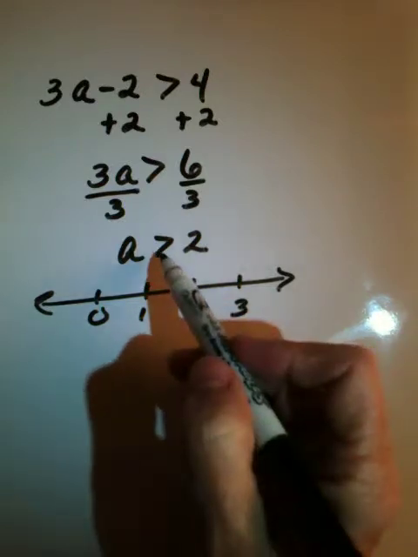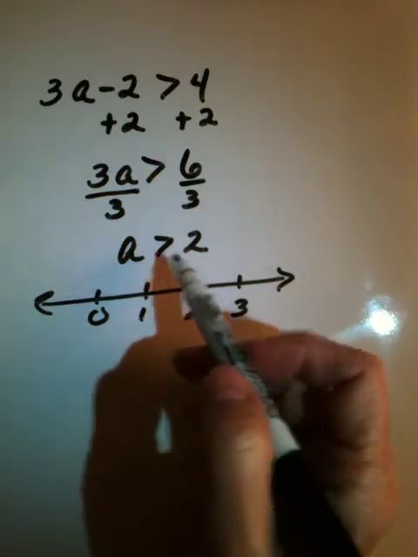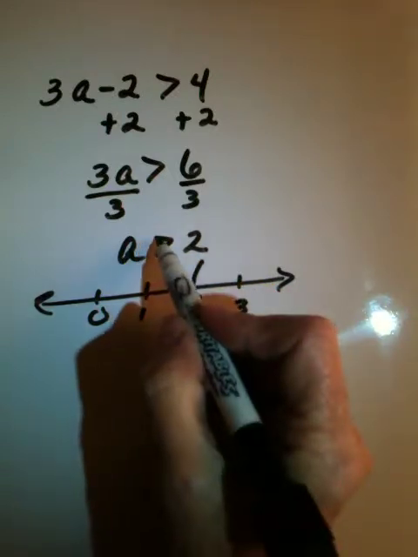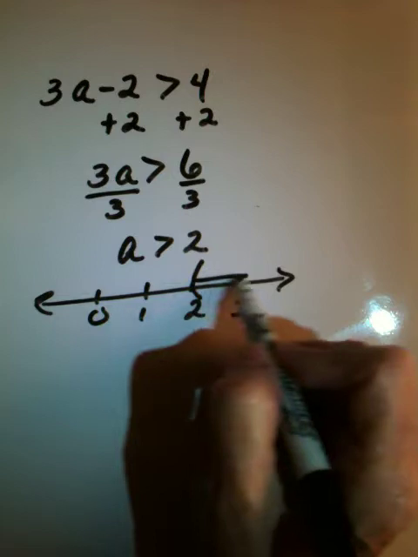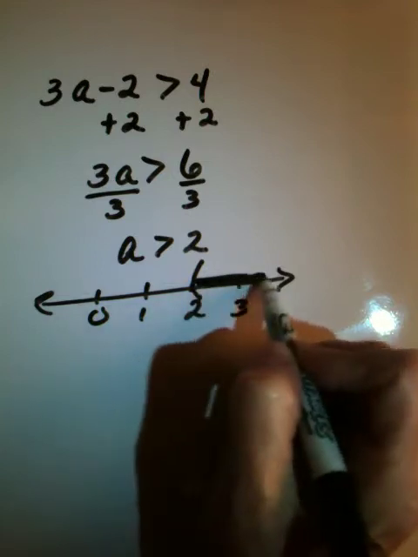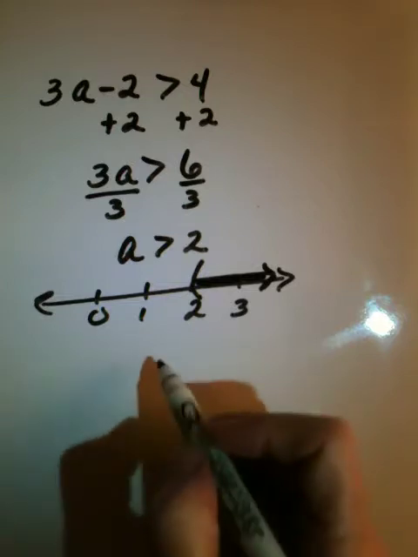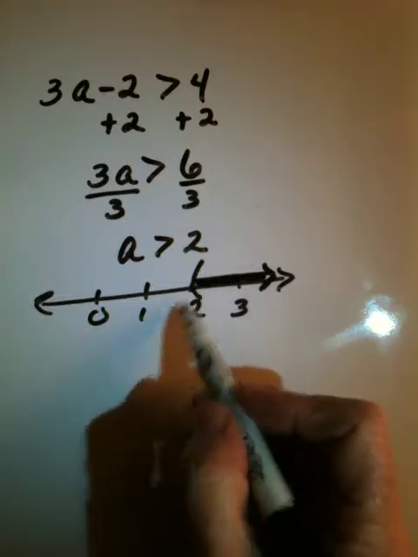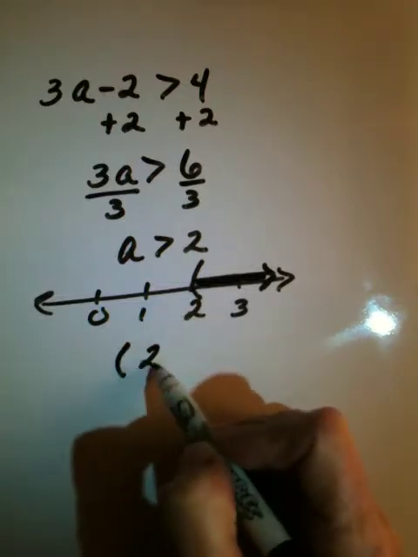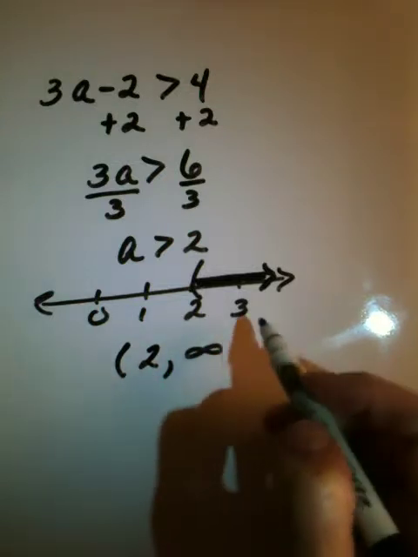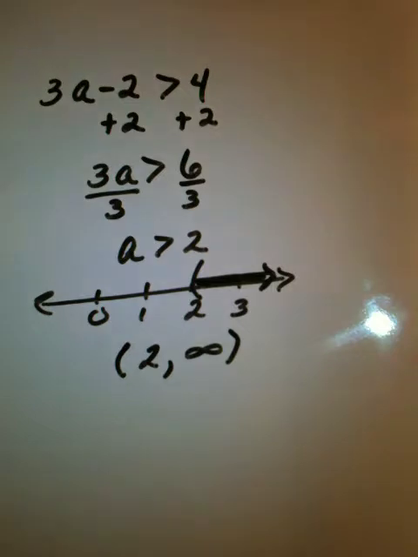We just have a greater than sign with no bar under it, so we're going to use a parentheses. We're going to shade the same way the arrow is pointing, to the right, which means it goes to infinity. And when we write the interval, we're going to put the same thing: a parentheses, starts at 2, goes to infinity, and because infinity goes on forever, another parentheses. Let's do one more.